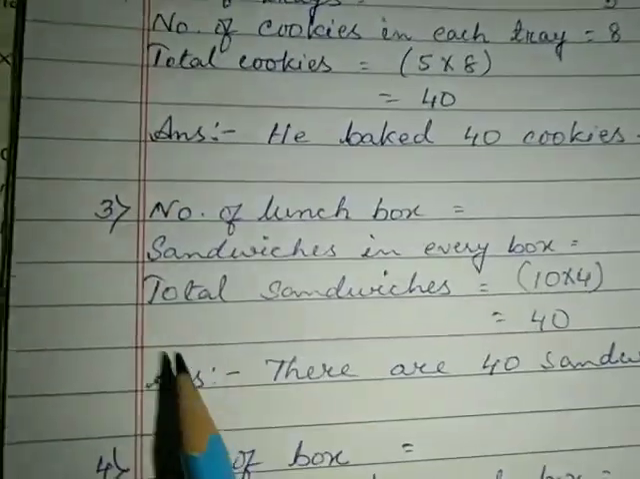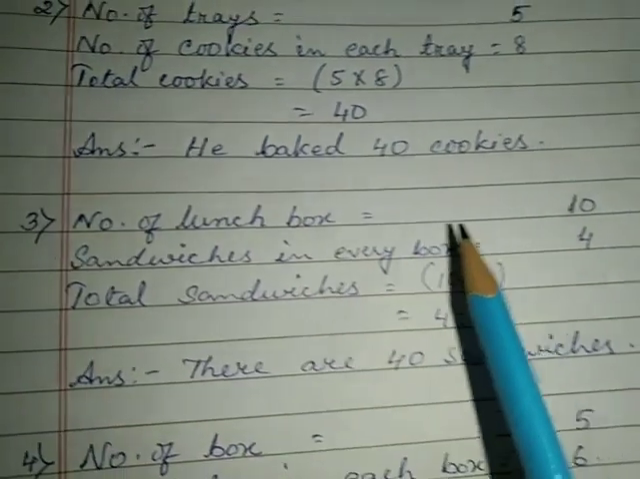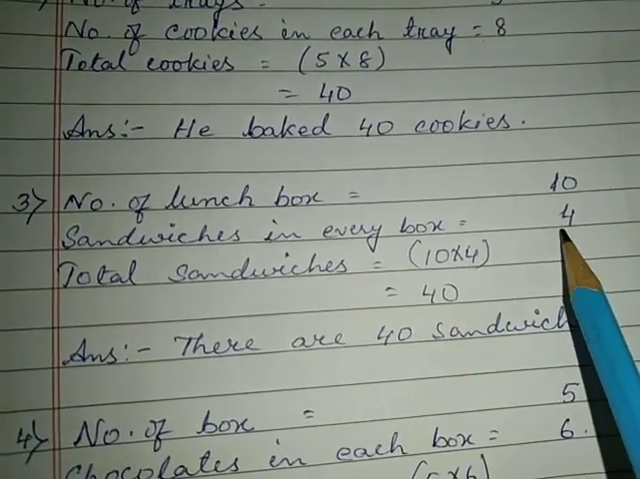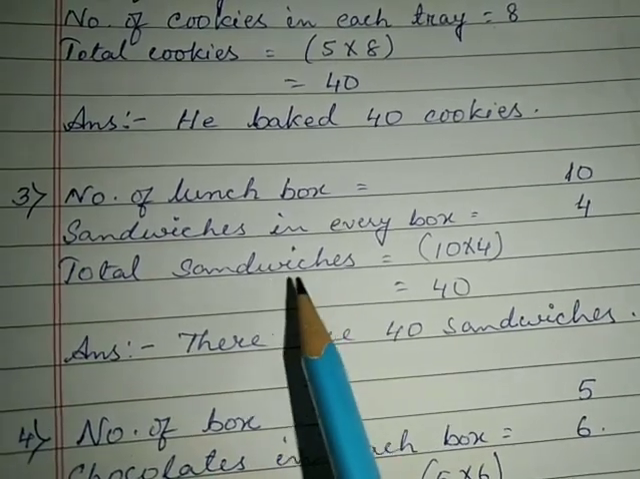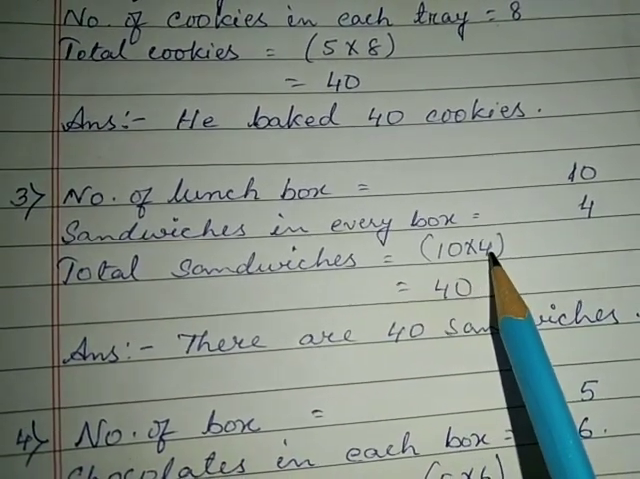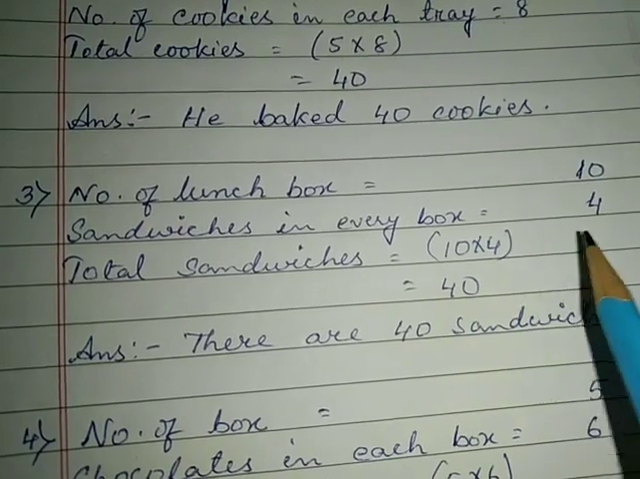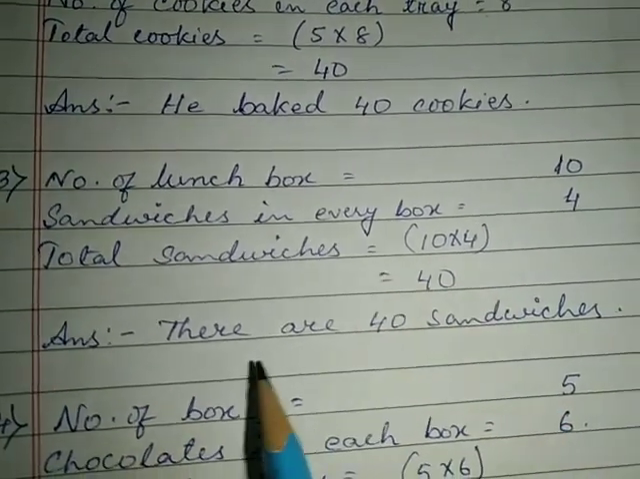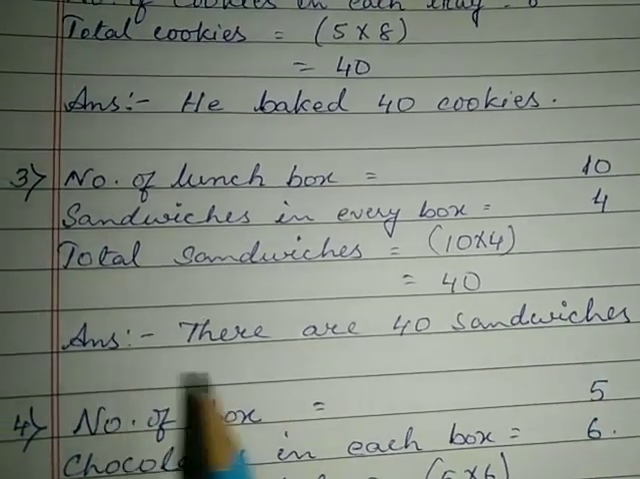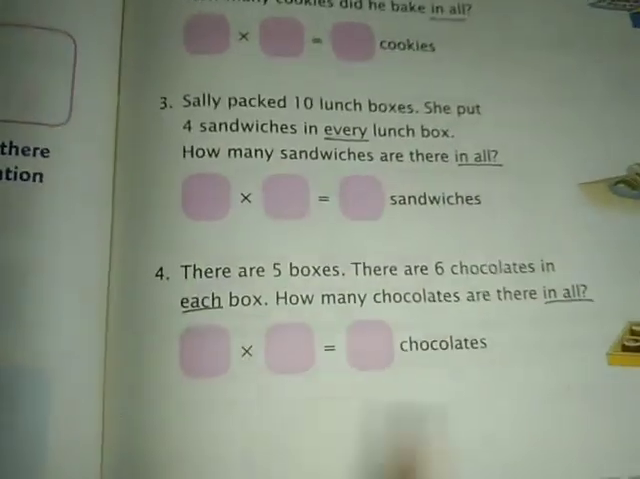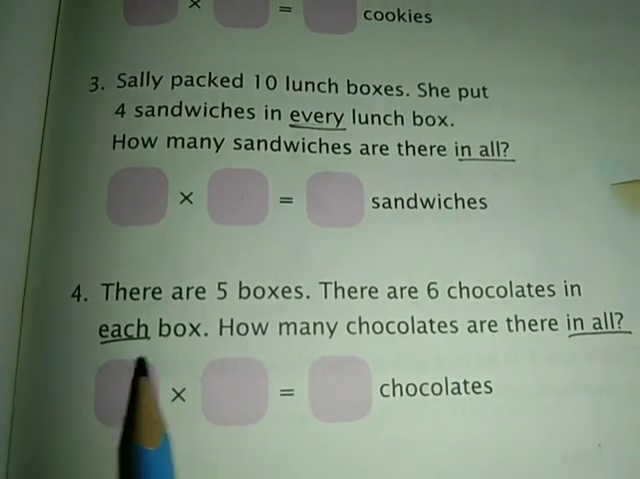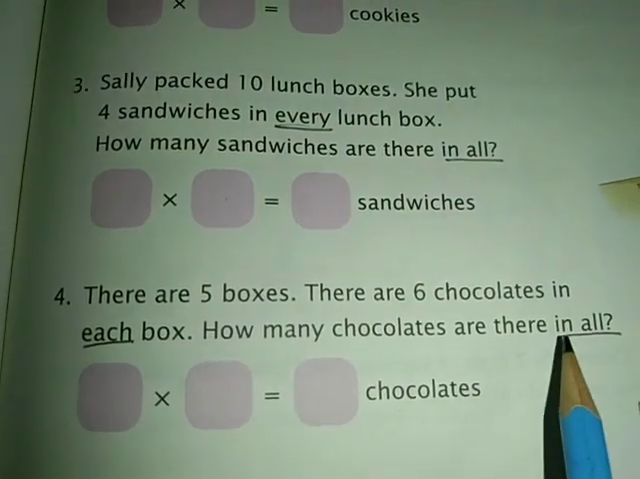So this is how we have written. Number of lunch box 10. Sandwiches in every box 4. Total sandwiches 10 into 4 will give us the answer. Instead of adding 4 10 times, we can multiply 10 into 4. There are 40 sandwiches is the final answer written. Number 4. There are 5 boxes. There are 6 chocolates in each box. How many chocolates are there in all?